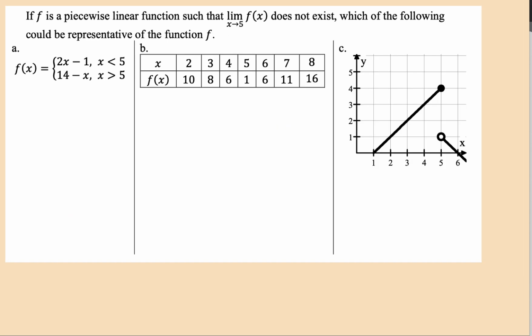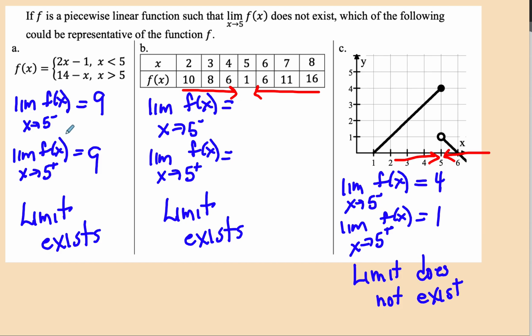All right, I'd like you to take a moment to stop the screencast and see if you can figure out all of these values. And here are the answers. I took a look at the limit on the left and on the right. They were the same, so the limit exists.